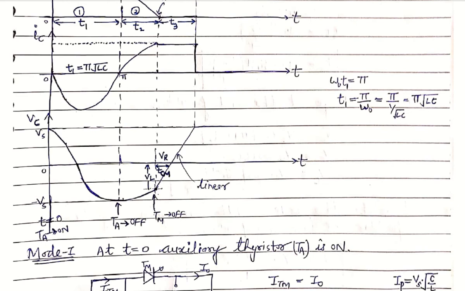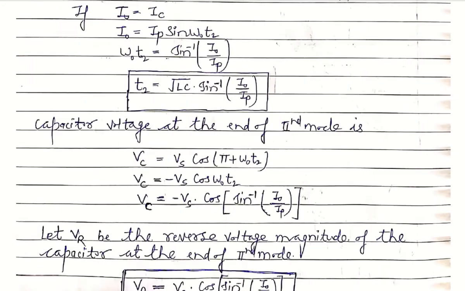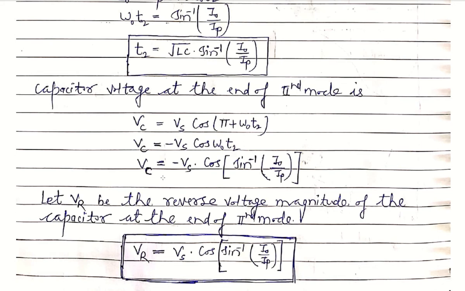Up to T2 time we will see that the capacitor voltage waveform will be minus Vc. See this capacitor voltage waveform, which is a cosine function, and it has minus Vs cos omega naught t. So basically Vc equals minus Vs cos omega naught t. So it is a cosine function having a peak amplitude of minus Vc up to time T2.